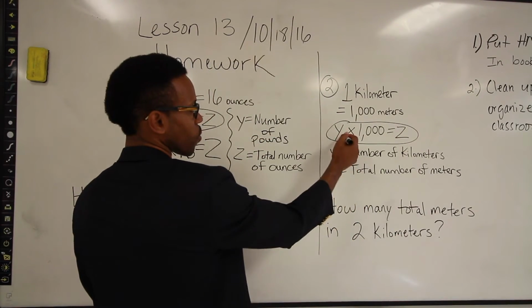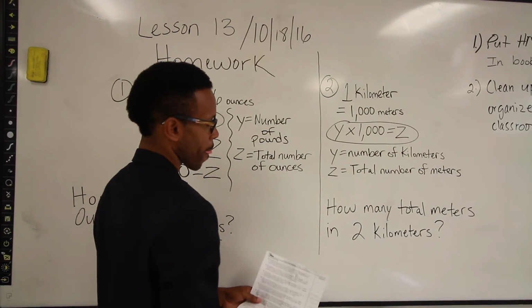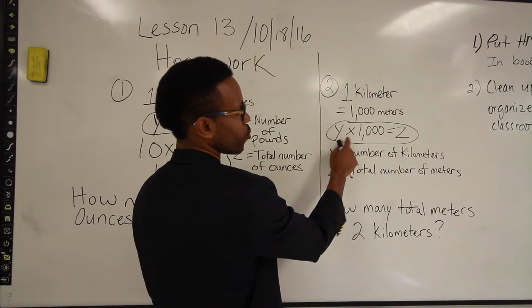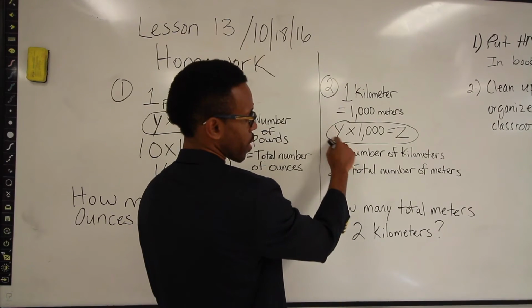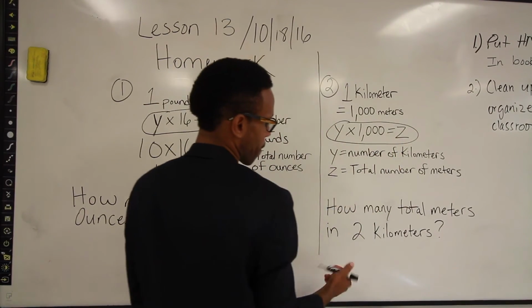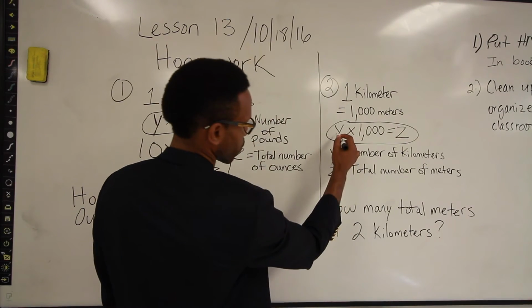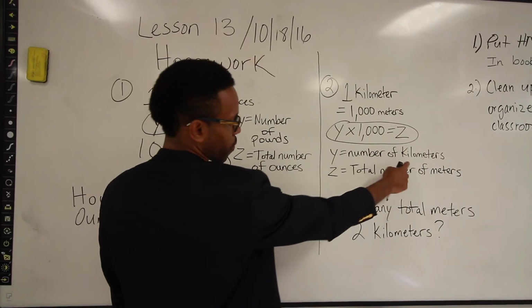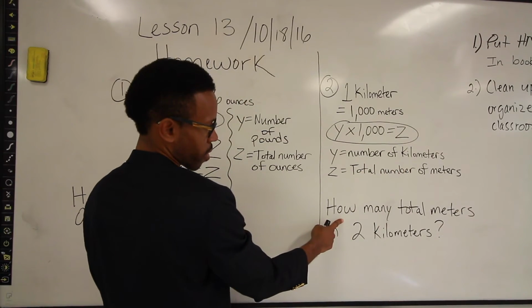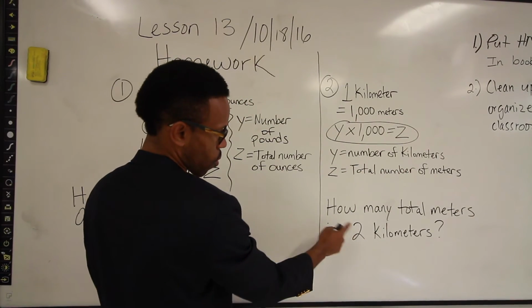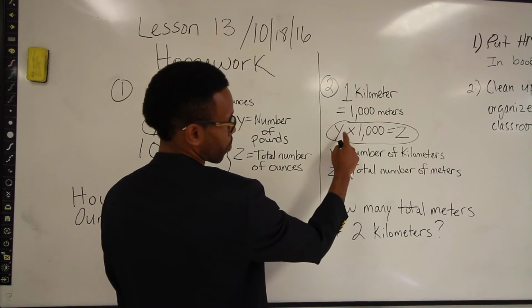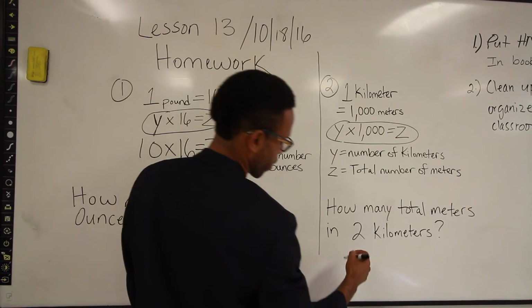So I need to find out the total number of meters in 2 kilometers. I'm going to use this equation just like how I did in number 1, and I'm going to enter in the equation the things that I do know. So I have y and I have z. Let's see if I can plug in y. Do I know what y is? Y represents what? Number of kilometers. Did my problem tell me what the number of kilometers are? Yes, they told me there's 2 kilometers. So I'm going to put that in for y.